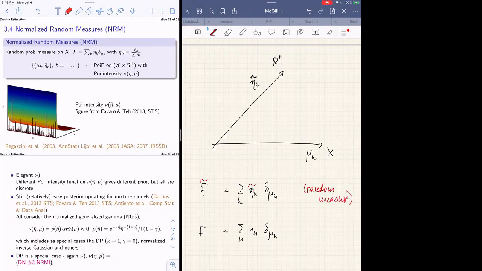Not yet normalized. And this one is a random probability measure that will be normalized. And it's very simple. All we'll do is, eta sub h will be the eta tilde divided by the sum of the eta tilde, right? So I'll just normalize it by dividing by the sum of the eta tilde, praying that that sum converges. So I've prepared everything. All I have to tell you now is how we get the mu's and the etas.